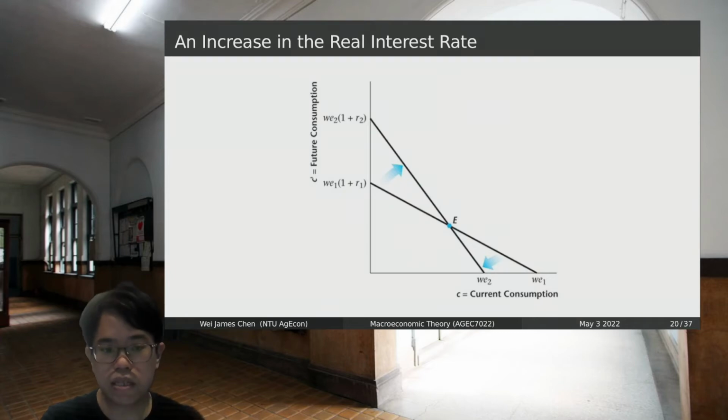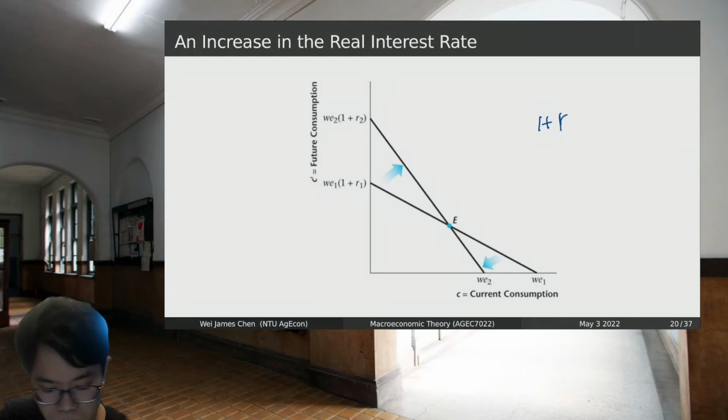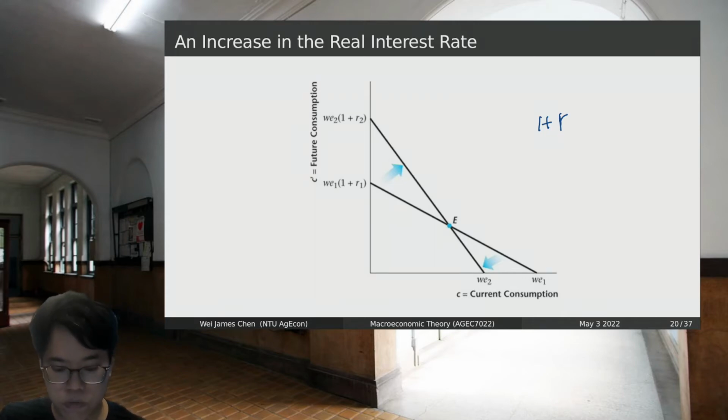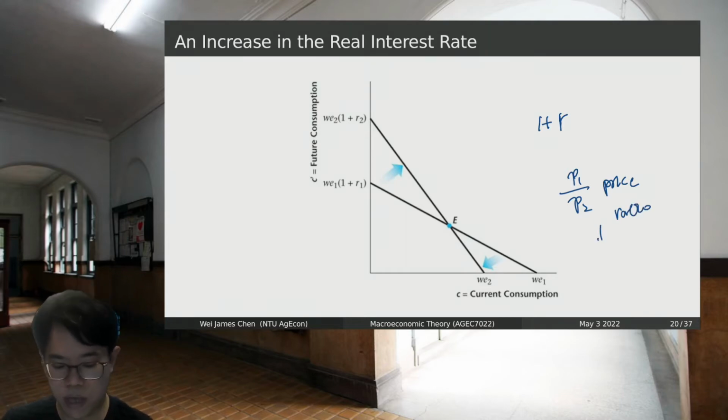Okay, now that's enough for the income. How about the real interest rate? Remember, the slope of the budget constraint is just 1 plus r. And remember, in the XY good model, what is the slope of the budget constraint? Something like P1 over P2, right? That's the price ratio. Or put it another way, it's just a price. Sometimes we just write a P to represent this ratio.